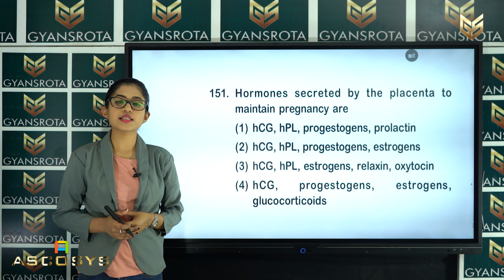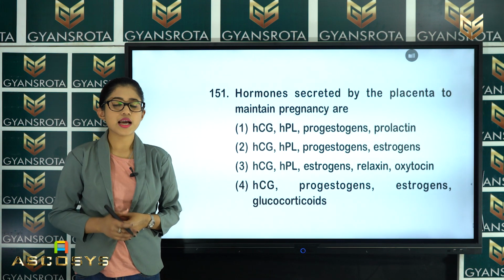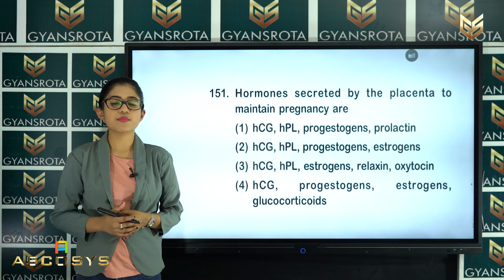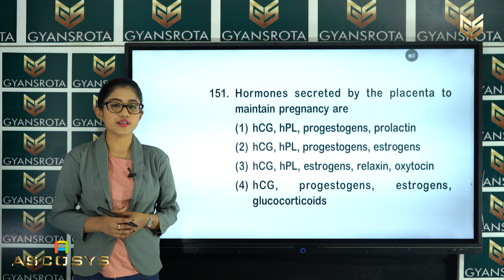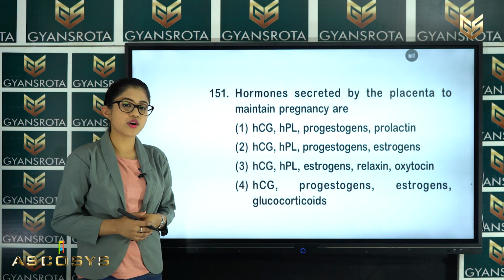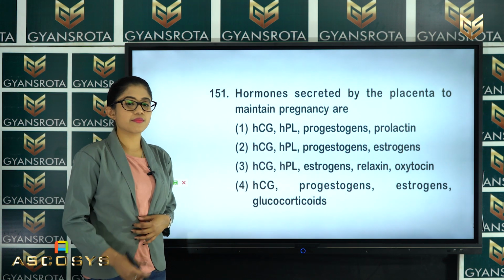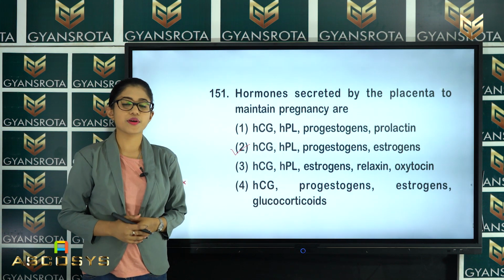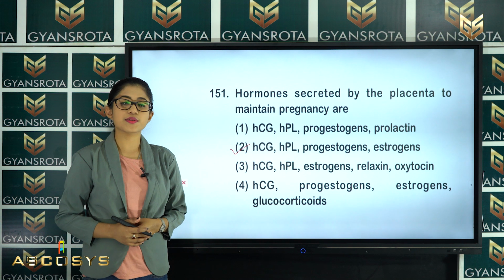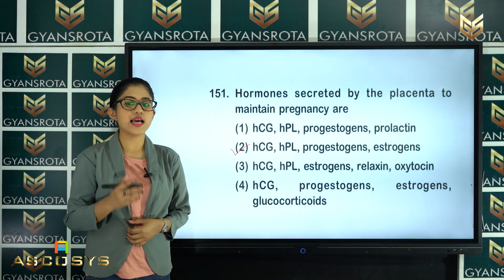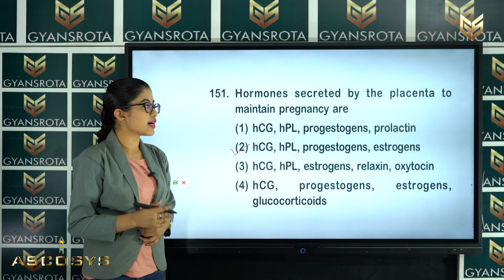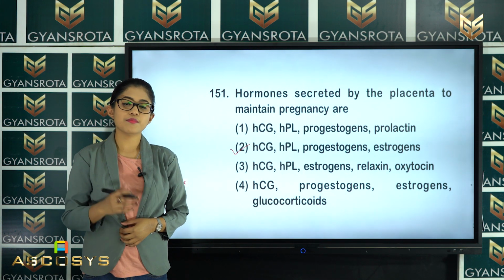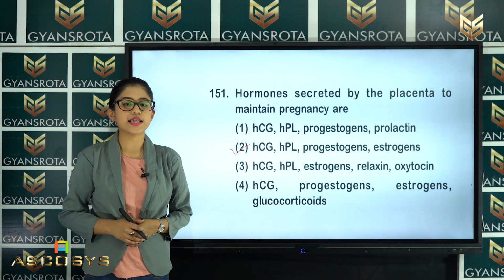So, we have discussed this in the chapter Human Reproduction. In the last part, we have discussed the various hormones which are secreted by the placenta during the pregnancy period, right? So, what is the correct option for this question? That is option number 2, HCG, which means human chorionic gonadotropin hormone, and HPL, which means human placental lactogen, and estrogen and progesterone. So, these are the hormones which are secreted by the placenta during pregnancy. Okay. Now, let us see the next question.